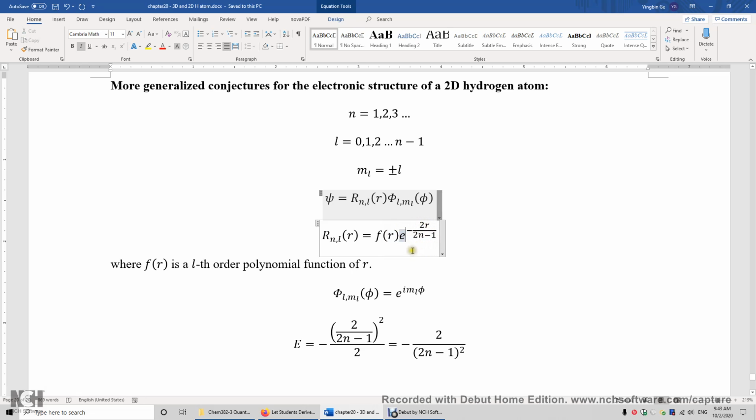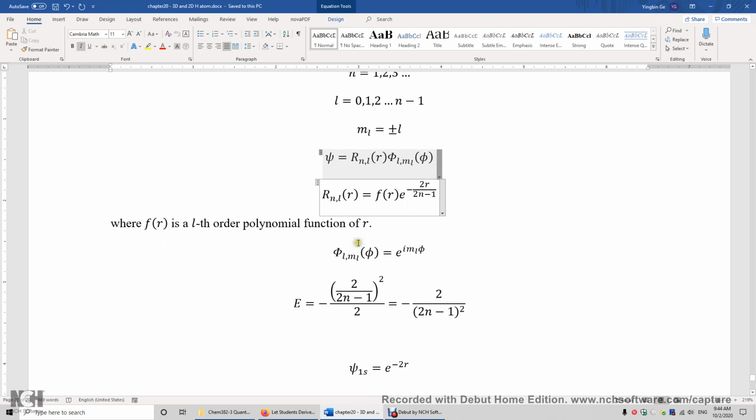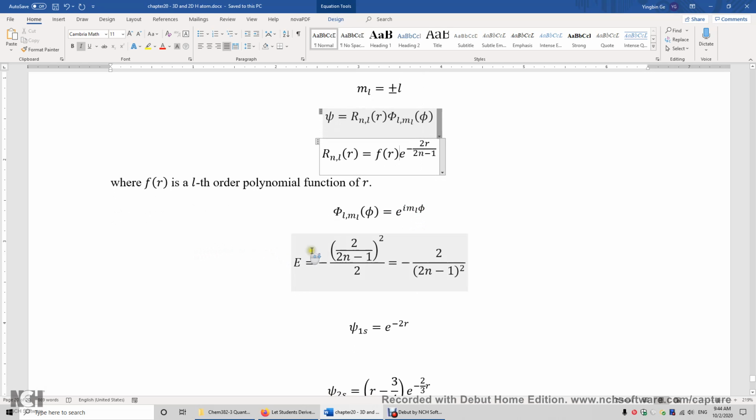So this is different. For the three-dimensional case, you have e to the power of negative r over n. So this is different. And this f is a polynomial function of R. What about the angular function? It's e to the power of i m sub l times phi. So this m sub l can be plus minus l. What about the energy? The energy always takes this form. This is the energy.